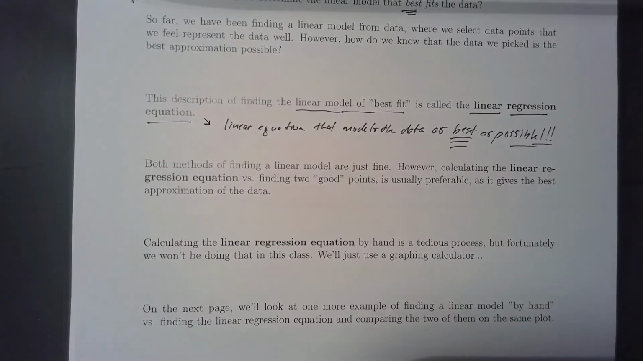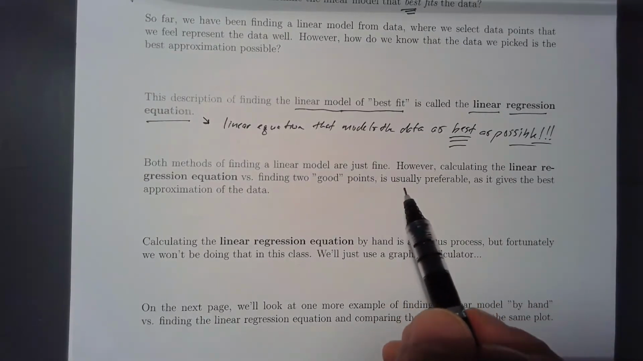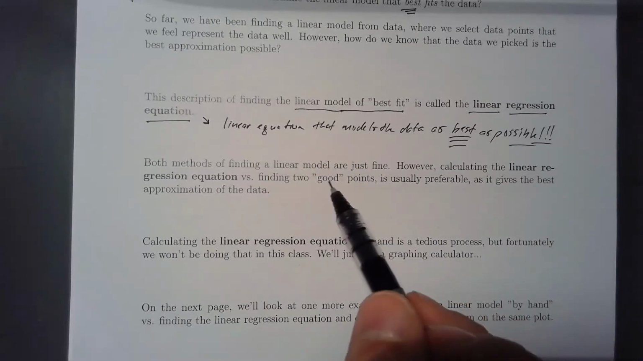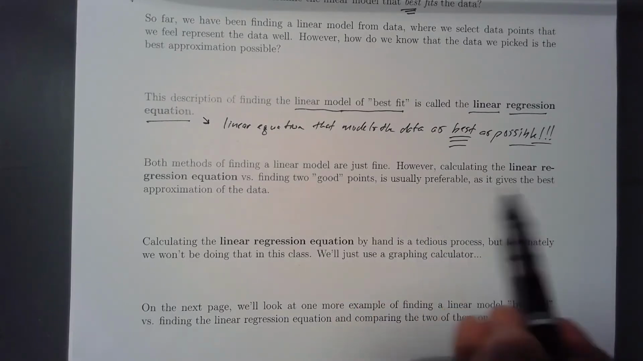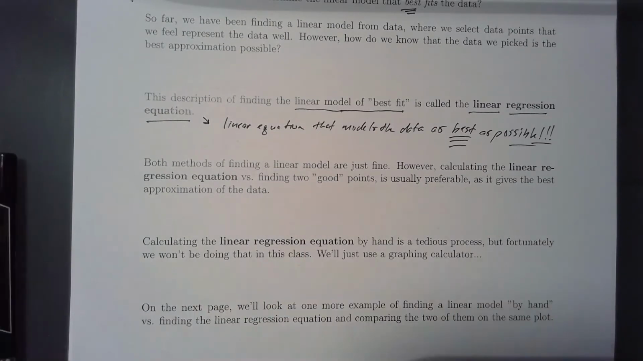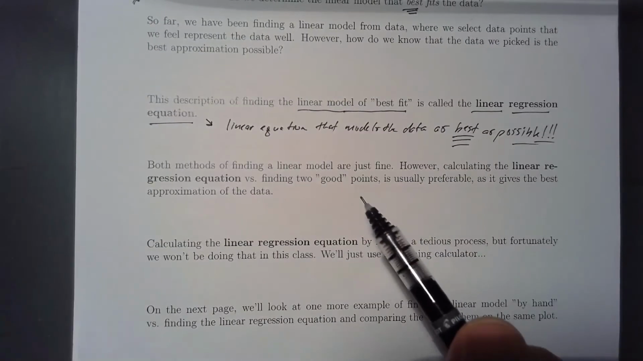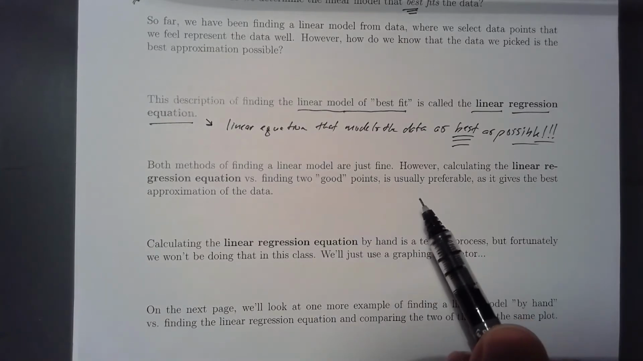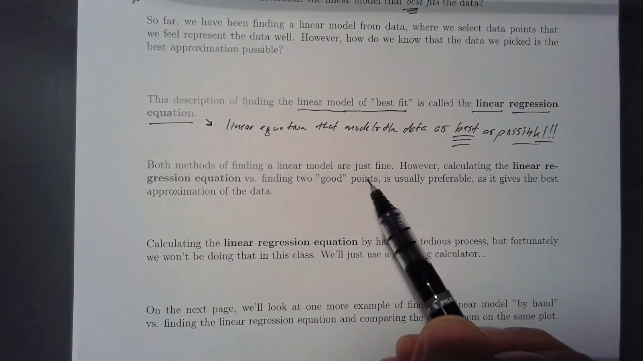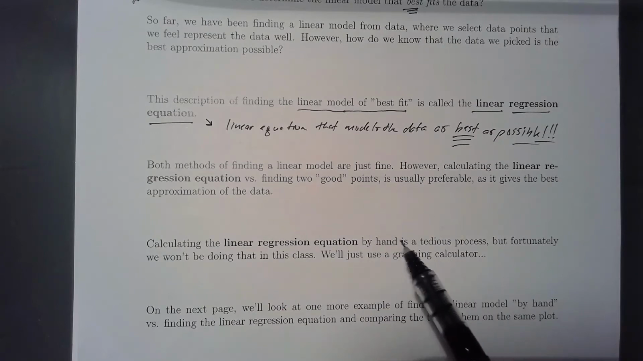So that's what this paragraph states. A good model, finding 2 good points, is nice, but the linear regression equation is always preferable. I'd rather have a straight flush than a full house, or a straight flush versus a two pair. A full house might be good enough to win the hand, but a straight flush is even better at winning the hand. It has a better chance. It's better overall.